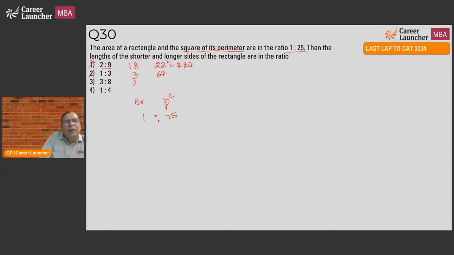3 is to 8. The area becomes 3 into 8, 24. Perimeter 8 plus 3, 11, into 2, 22. 22 square again is 484. It is not 1:25. Last one, 1:4. Area becomes 4. Perimeter 4 plus 1, 5, and 5 plus 5, 10. 10 square is 100, which is 1:25. Correct answer. Round 1 jugaad question. Check the choices and you will get the answer.